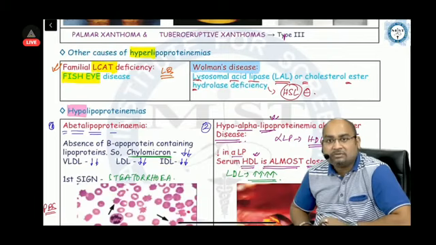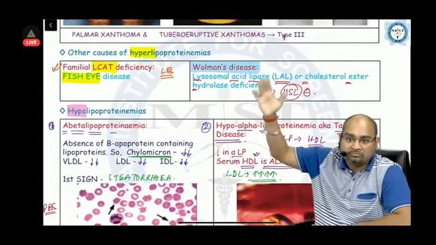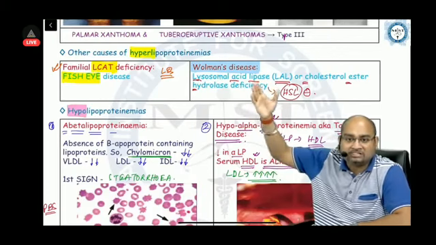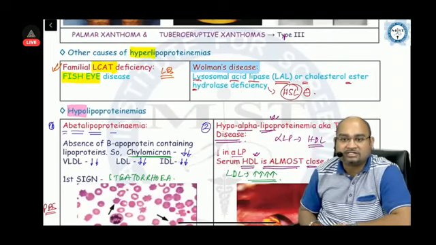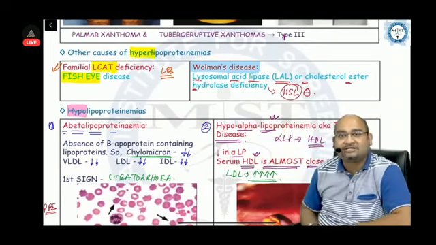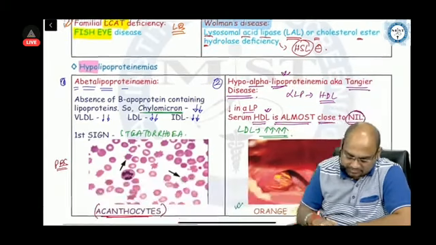Fish eye disease is familial LCAT deficiency. Wolman disease is deficiency of the Lalji. Everybody knows in mist who is our great Lalji. So उनको याद करते हुए lysosomal acid lipase. Please try to understand. Important point to be noted. Cholesterol ester hydrolase deficiency, that is also called hormone sensitive lipase deficiency.